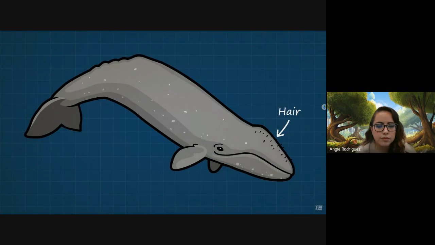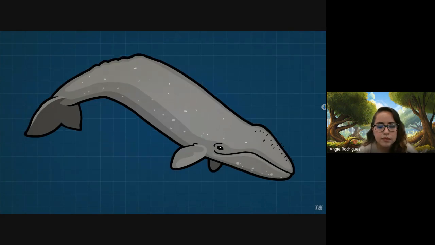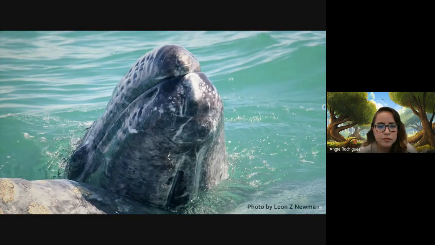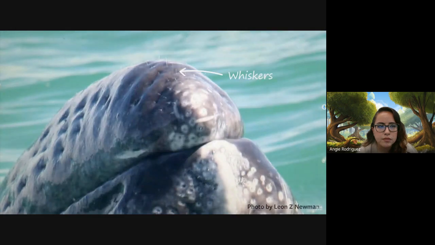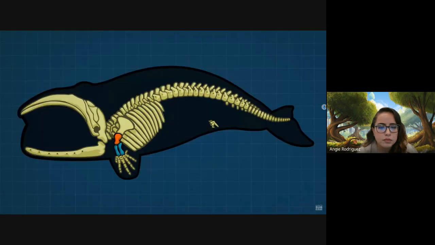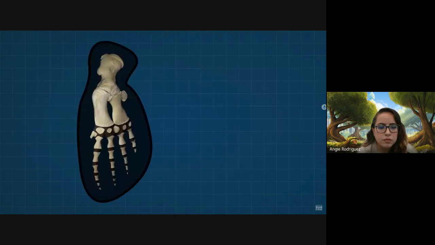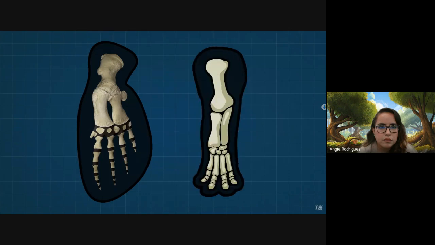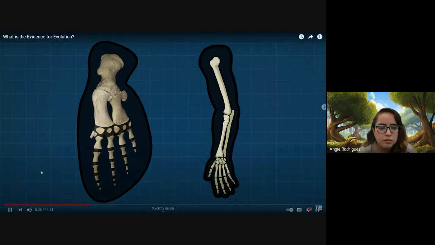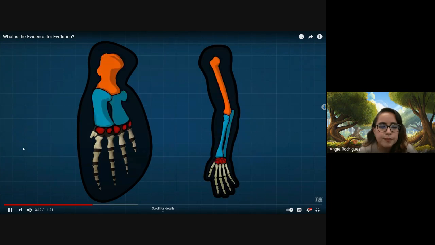Many whales have hair, just like land mammals. In this photograph, you can actually see the whiskers of this baby gray whale as he rests his chin on mama's back. Strangely, whales have arm, wrist, hand, and finger bones inside their front flippers. Here's a photo of these bones, the same bones that bats, hippos, and people have in their front appendages. One bone, two bones, wrist, hand, and finger bones.